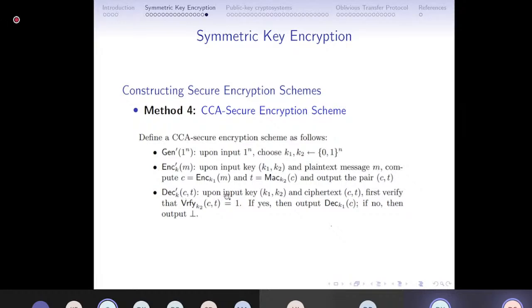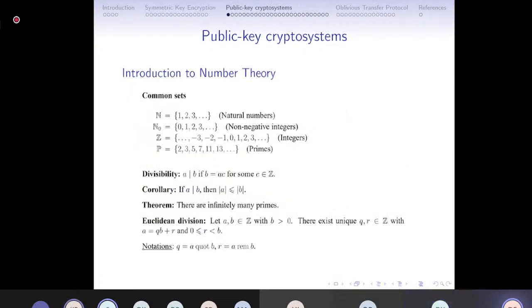to the receiver. In order to verify whether this message was actually sent by the legitimate sender or not, the receiver simply uses the MAC and decryption rule and verifies whether the tag is correct or not. So this is the overall construction behind the symmetric key encryption scheme.